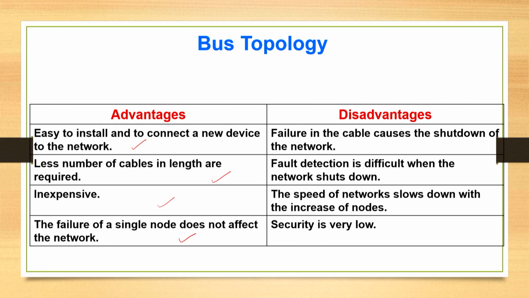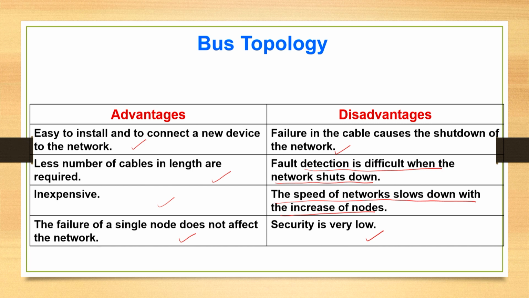But it has some limitations also. What are those? Failure in the cable causes the shutdown of the network. Obviously, which cable? That is the backbone cable. If there is some failure in that cable, then it will lead to the network collapsing. Fault detection is difficult when the network shuts down. The speed of a network slows down with the increase of nodes, and security wise it is not that secure. So, security is very low in bus topology.